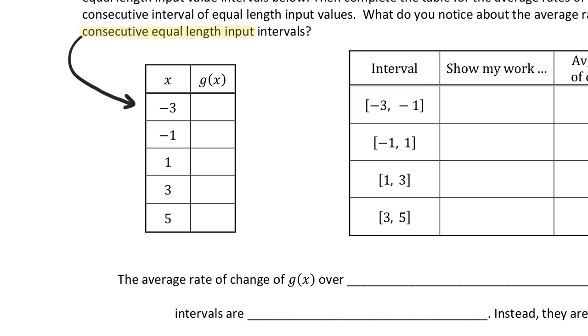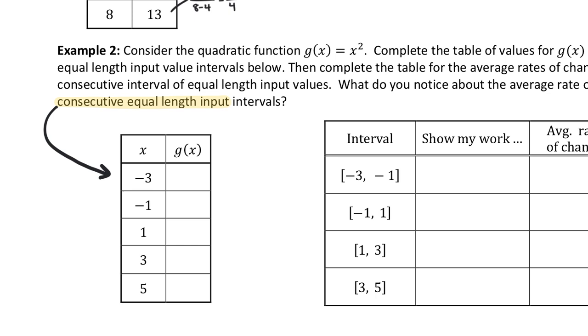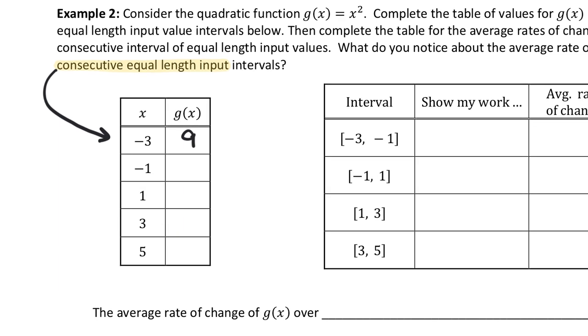So if I were to plug -3 into the g function, that means I'm doing -3 squared. What's -3 squared? It's positive 9, because negative times negative is positive. I heard some people say that. Okay, what about -1 squared? How about 1 squared? How about 3 squared? How about 5 squared? Okay, great.